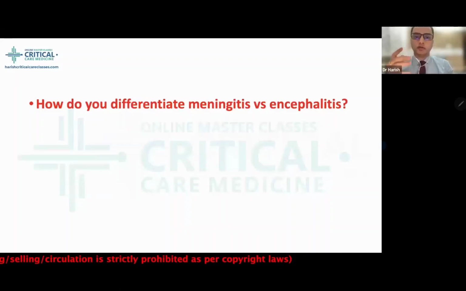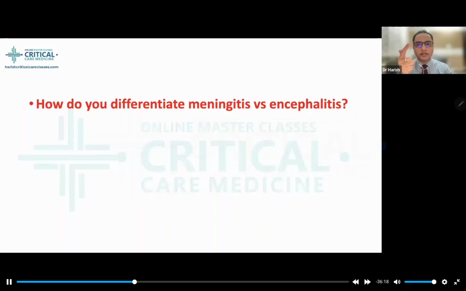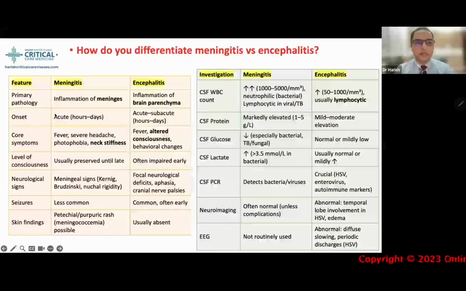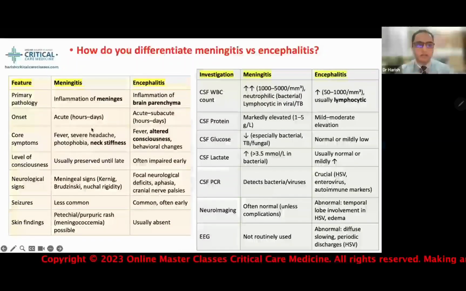So I told some differential diagnosis for different meningitis: bacterial, viral, and TB meningitis. But meningitis and encephalitis, how are we going to differentiate? Two, three important things: if the patient is having a focal neurological deficit, convulsion history, cranial nerve involvement, keep in your mind it may be encephalitis also. Very, very important. The primary pathology in meningitis is inflammation of the meninges, while in encephalitis it is inflammation of the brain parenchyma.